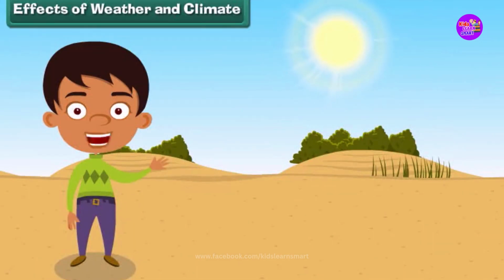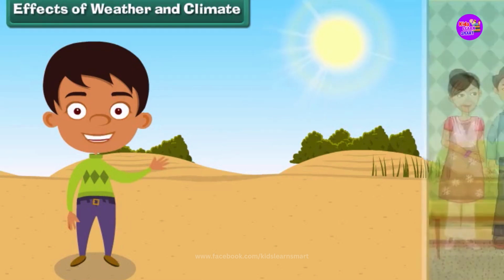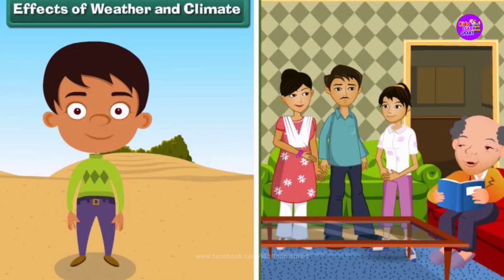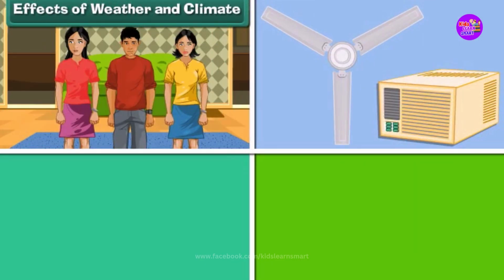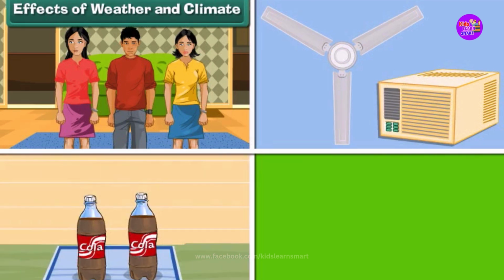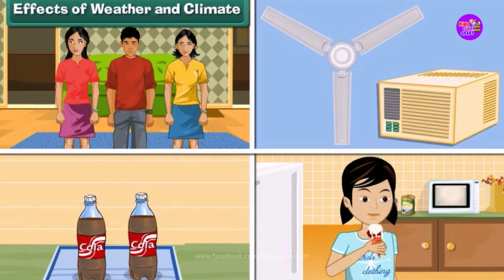Effects of weather and climate. Weather and climate affect our lives in many ways. During hot days, we try to keep ourselves cool by wearing light clothes, using fans, coolers and ACs, drinking cold drinks and eating ice creams.